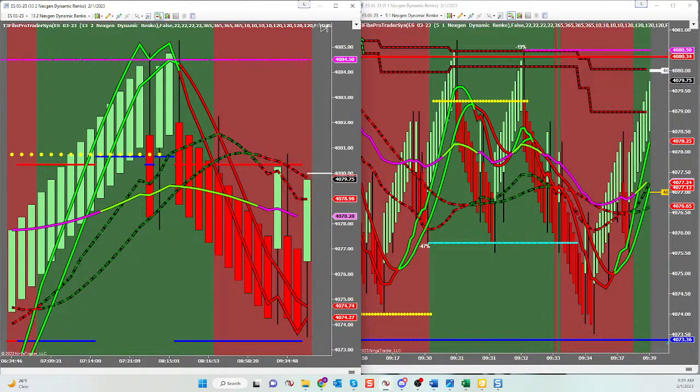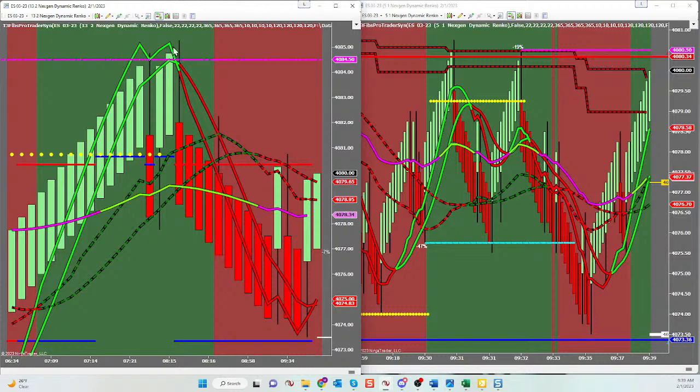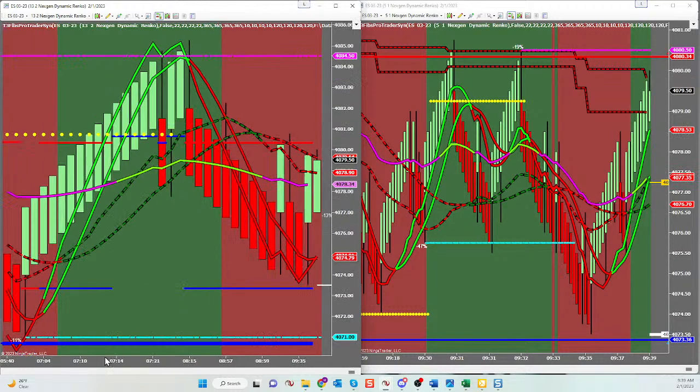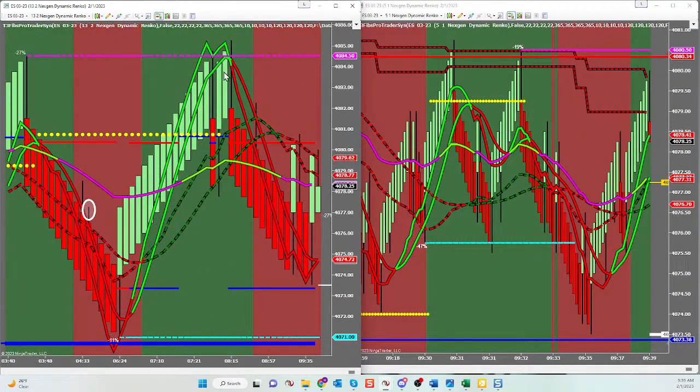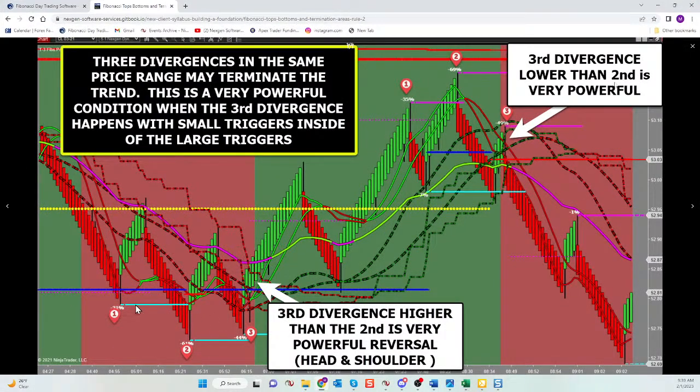So Rob, you can use it on the 13.2 for termination conditions. There's that magenta divergence high. Notice how price takes it out by a couple ticks. The trigger lines don't follow, and the market heads over. That's a termination condition. And then we'll use it on that smaller, faster chart, Ron.